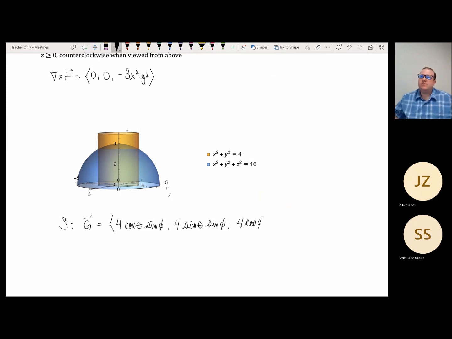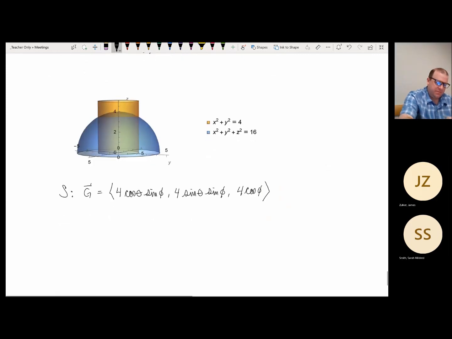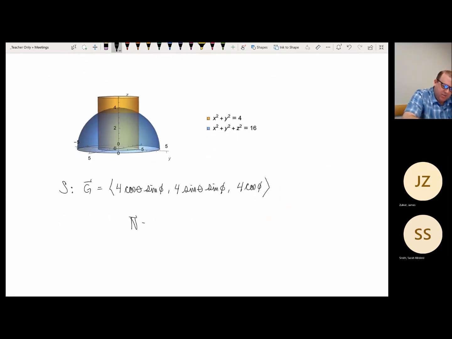That's what we have to parameterize. The radius is 4, since we're dealing with a portion of the sphere of radius 4. For the surface, it's going to be 4 cosine theta sine phi, 4 sine theta sine phi, and 4 cosine phi.